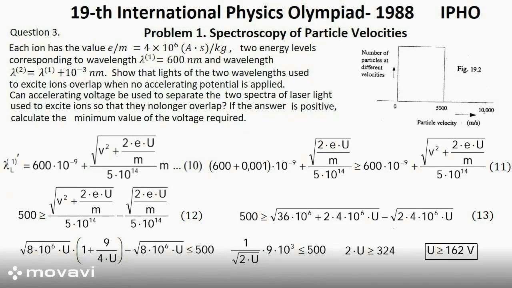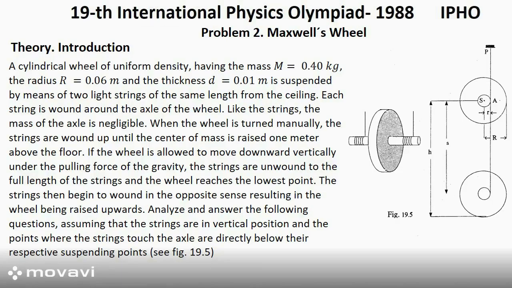This concludes our discussion of the solution to problem number 1 at this Olympiad. The 19th International Physics Olympiad, year 1988, IPHO. Problem 1. Maxwell's Wheel. Theory.